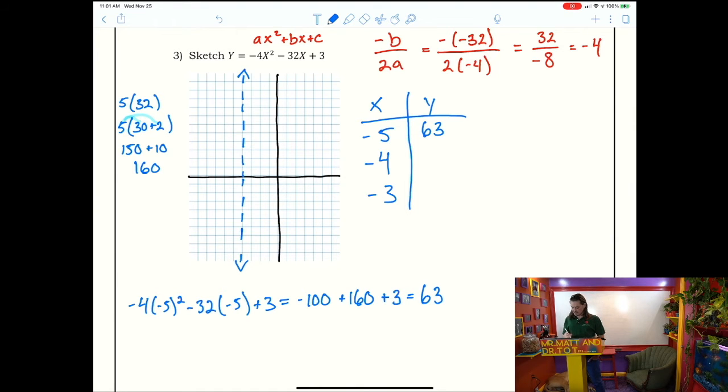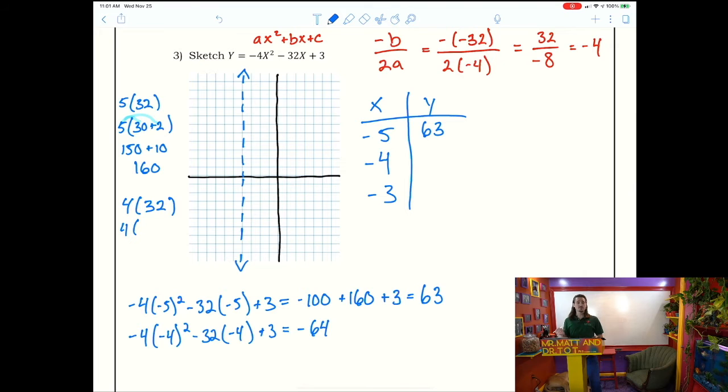Substituting in negative 4, we have negative 4 times negative 4 squared minus 32 times negative 4 plus 3. Negative 4 squared is 16. 16 times negative 4 is going to be a negative 64. 32 times 4, we can think about that. 4 times 32, I can think of as 4 times 30 plus 2. 4 times 30 is 120. 4 times 2 is 8. 120 plus 8 is 128. So this is going to be plus 128. And then plus 3.